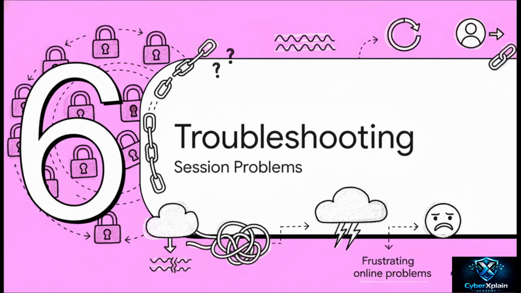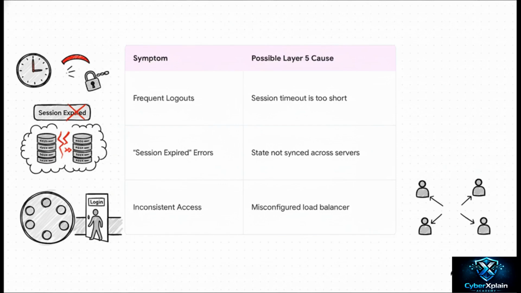All right, moving away from scary attacks for a minute, a lot of those really common, super frustrating problems you have online are actually session layer issues. You know that feeling when you're on a website and it feels like it's logging you out every 5 minutes for no reason? Yep, that's very often a layer 5 problem. So if you keep getting logged out, it could just be that the website's session timeout is set to be way too short. Or if you see those session expired errors all the time, especially on a big site, it might mean the different servers on their end aren't talking to each other properly to keep your session in sync. The key thing here is these aren't usually network failures, they're problems with how the conversation is being managed.